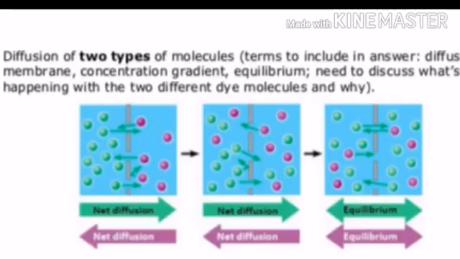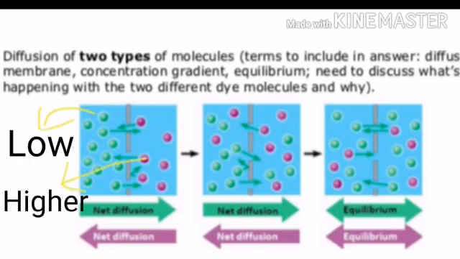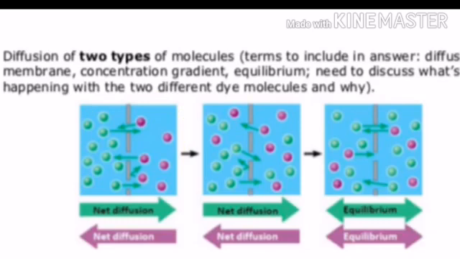Now, what's interesting about this diagram is I have introduced a second particle, these big purple particles, and we see that their concentration gradient is going in the other direction. So we have a low concentration on the left hand side and a higher concentration on the right hand side. So their concentration gradient goes from right to left. And the whole point of the concept was to show you that each particle moves down its unique concentration gradient, that is, from higher concentration to lower concentration.